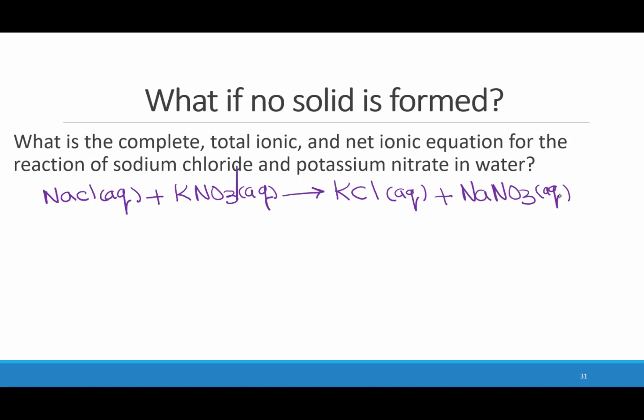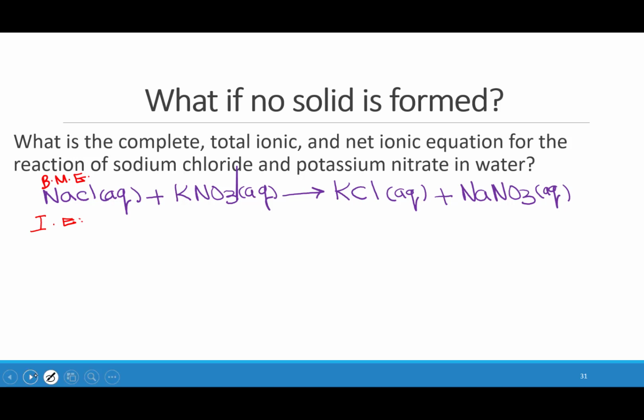This already is balanced because as you can see here, we have 1 sodium on each side of the equation. We have 1 potassium on each side, 1 chlorine, and 1 nitrate ion. Okay, it's already balanced. I don't need to balance it. The next thing that I'm going to do, this is our balanced molecular equation, is to write the ionic equation.